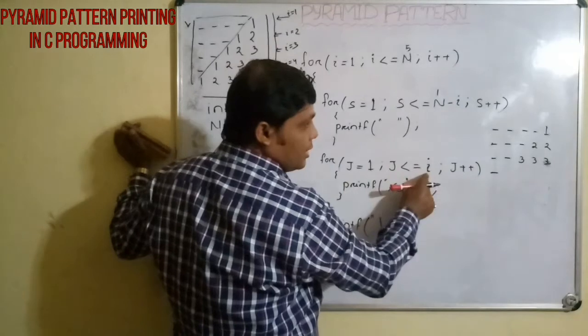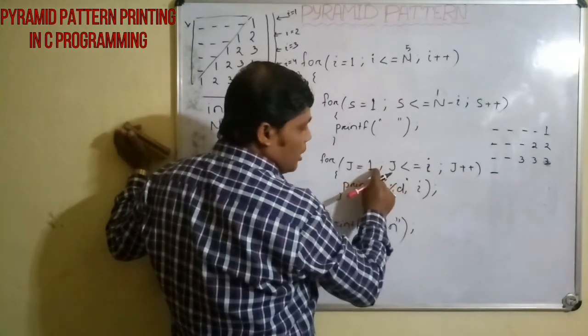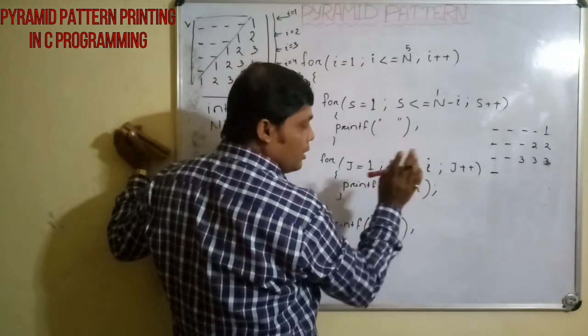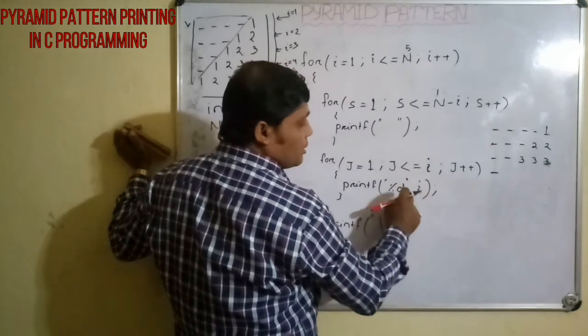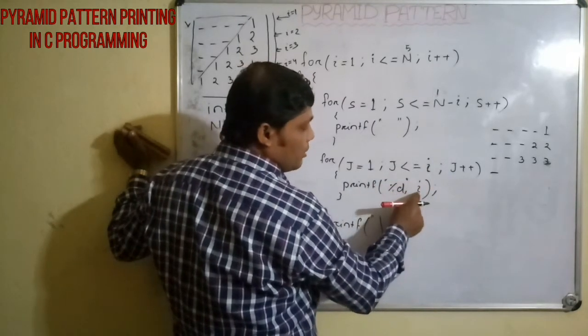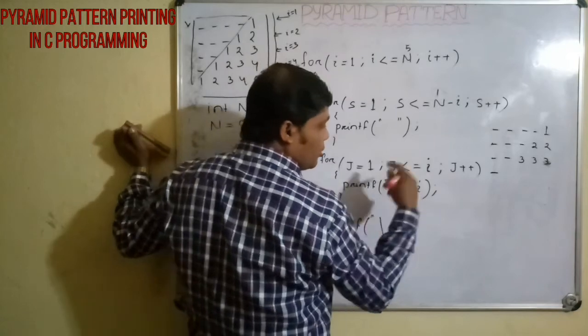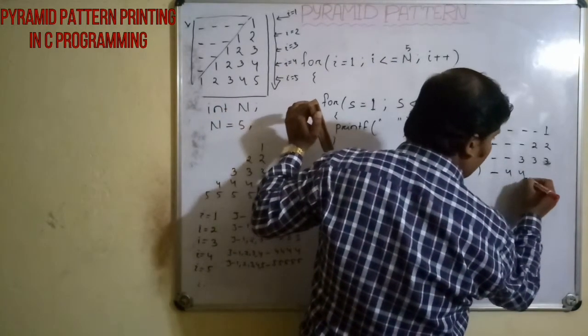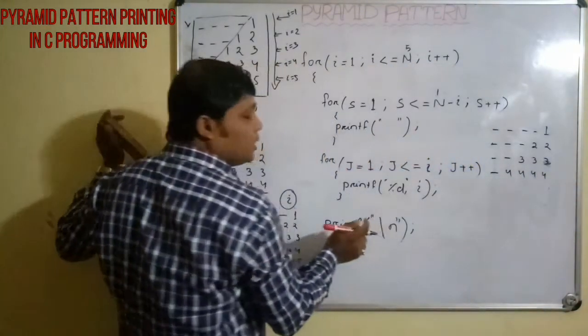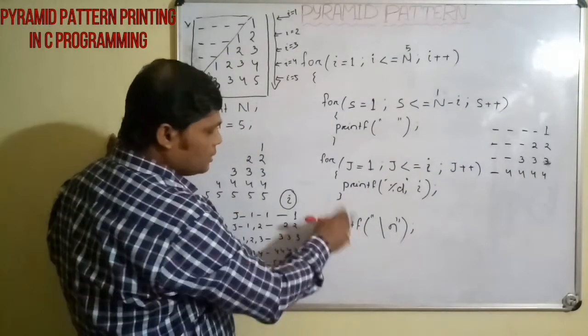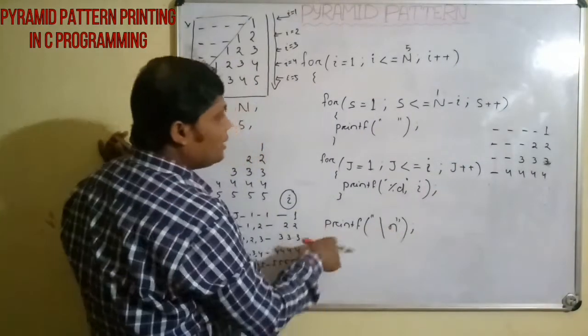This will be 1 to i, that is 4. So it will work for 1, 2, 3, 4. Clear? And whatever printing, that will be printed 4 times. So what 4 times printing? i value is now 4. So 4 times 4 will be there. Clear? Now print a backslash n and it will go to the next line.